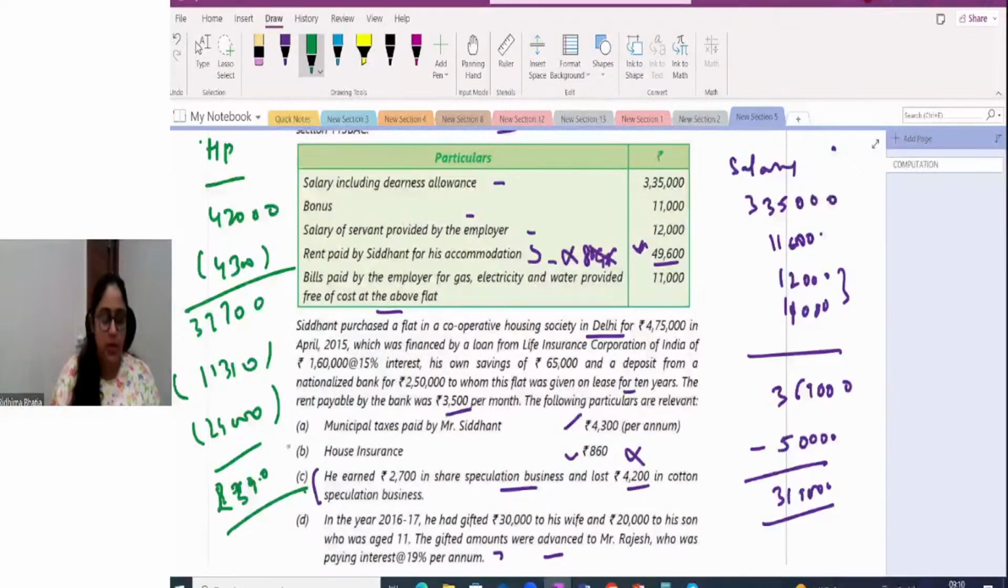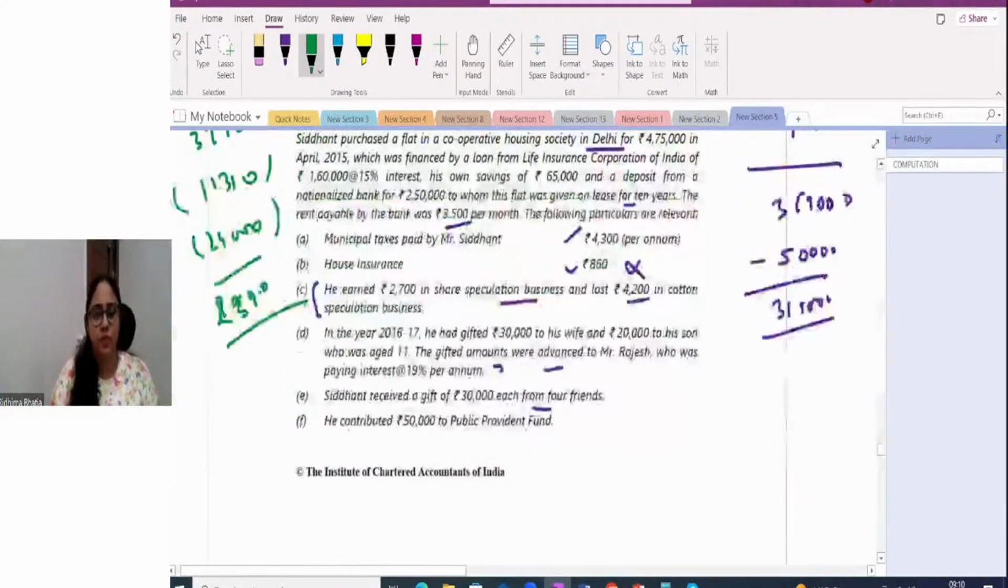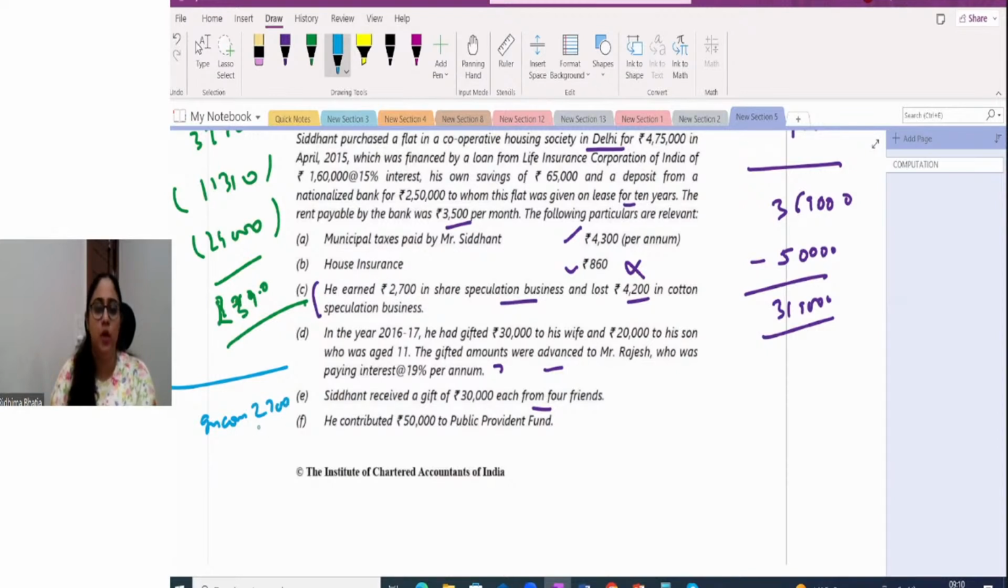Now house property done. Now let's come to business income. Business income clear है. Speculation business है. 2,700 income है. Cotton है 4,200 का. तो लॉस 2,700 तक सेट ऑफ होगा. बाकी जो आपका 1,500 का लॉस है that would be carry forward. So nil business income.